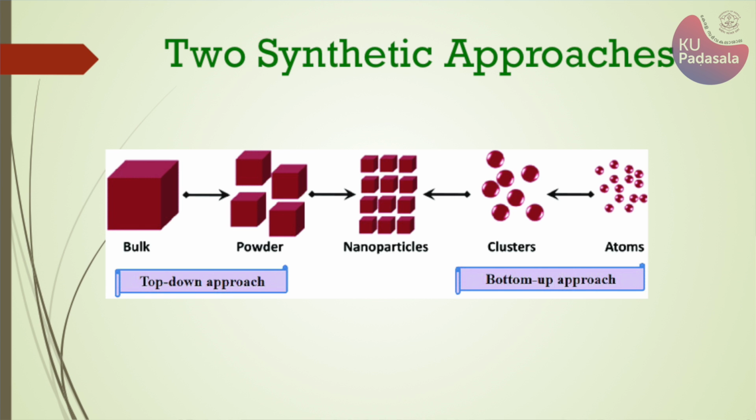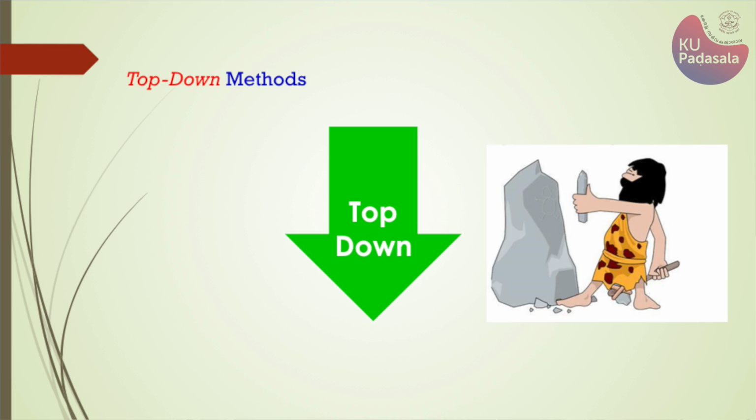Hence, there are two important synthetic approaches. The first one, we begin from the bulk and scale down to nano. The second one, we begin from the bottom and assemble it to get to the nano. These two approaches are the common approaches for the synthesis of nanomaterials. Now, we can move on to details of the first approach, that is the top-down methods.